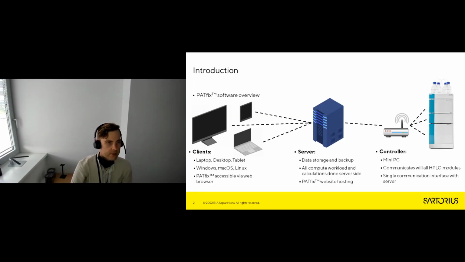So the PATfix software can be divided into three parts, as you can see here on this introduction slide. The first part are the clients. The software is accessible via a website link, and the clients can be either a PC, a laptop, a desktop PC, or a tablet. The good thing about the software is that it is accessible from any operating system, so Windows, Mac, or Linux.